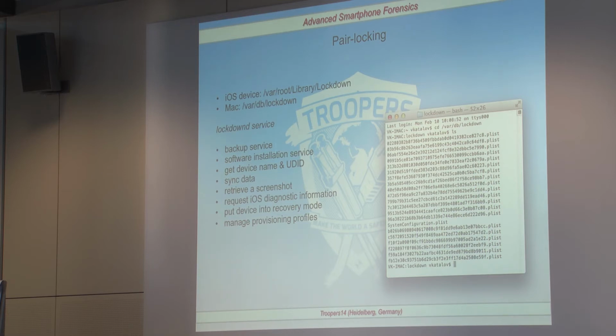There is, as I said, a special service called lockdownd, daemon, running on the iPhone, and by connecting to it, you can force the device to create a backup. If there is an option to encrypt backups, then the backup will be encrypted. But you can also install software without the knowledge of the iPhone owner. You can get the device ID and other information. You can sync data between the computer, which is hidden behind, and the iOS device.